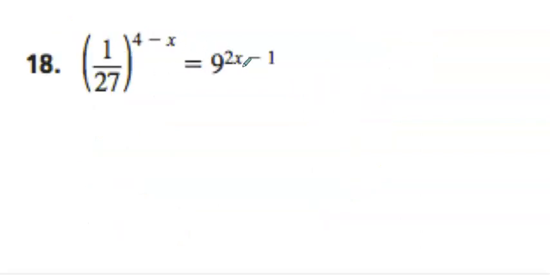1 over 27 and 9. So 27 and 9 have a common number there, a common base. What is it? And hopefully you see that it is going to be 3. So 1 over 27 is 3 to the negative third power. 9 is 3 to the second power. This one's equal to 1 over 27. This one's equal to 9.